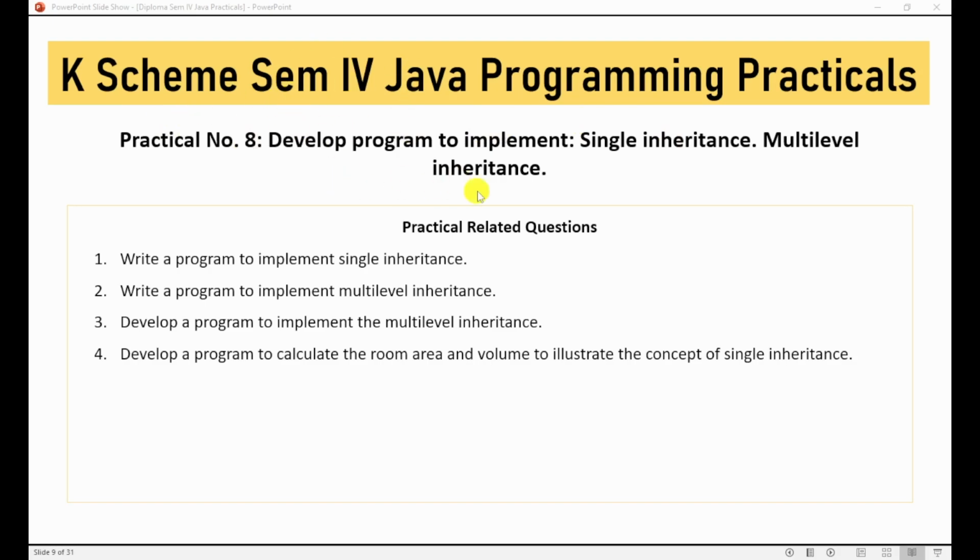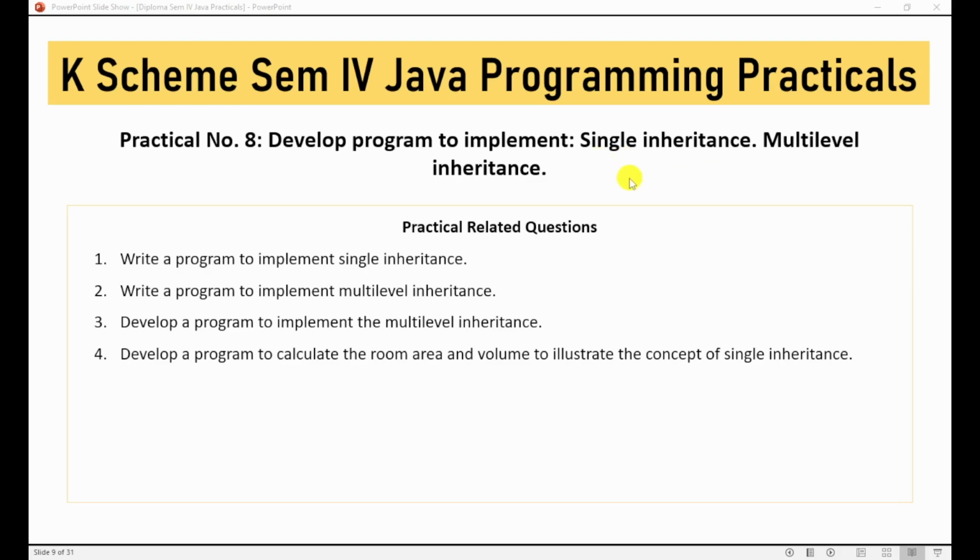But anyone who wants to learn Java programming and understand the concept of inheritance and its types can follow this video, so the concept will be very clear. Inheritance is very important because it is the base of object-oriented programming. That is, it is one of the pillars of object-oriented programming languages. Before starting our actual program or the practical related questions, we have to understand the concept of inheritance.